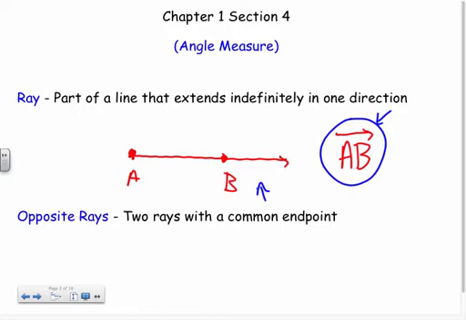Okay, opposite rays, 2 rays with a common endpoint. So pretty much if I have a point here, and I got a ray going this way through B and a ray going this way. Oh, that's not very opposite, was it? If I had a ray going this way through C, AC would be opposite to AB, right? Those 2 rays would be opposite rays. So they basically make a line, wouldn't they?